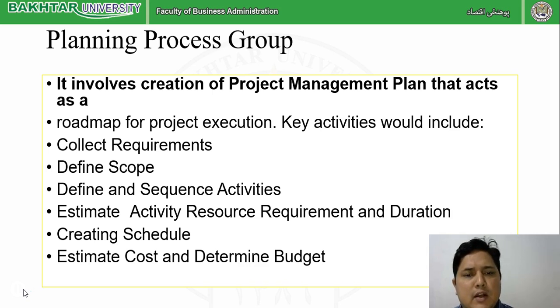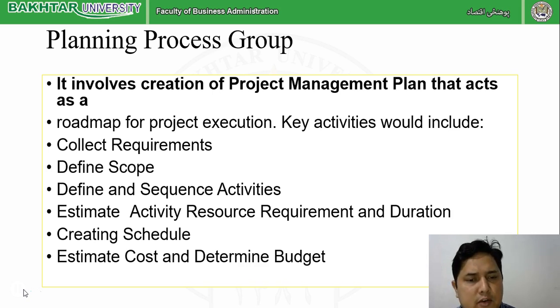We also have to give the sequence to the activities. Suppose for this project we have 5 or 7 different activities. So what are the different activities? We have to define them, and also we will give the sequence. Which one is the first activity, second, third, fourth, as per their order. Also we will estimate the resources, like how many people we require.